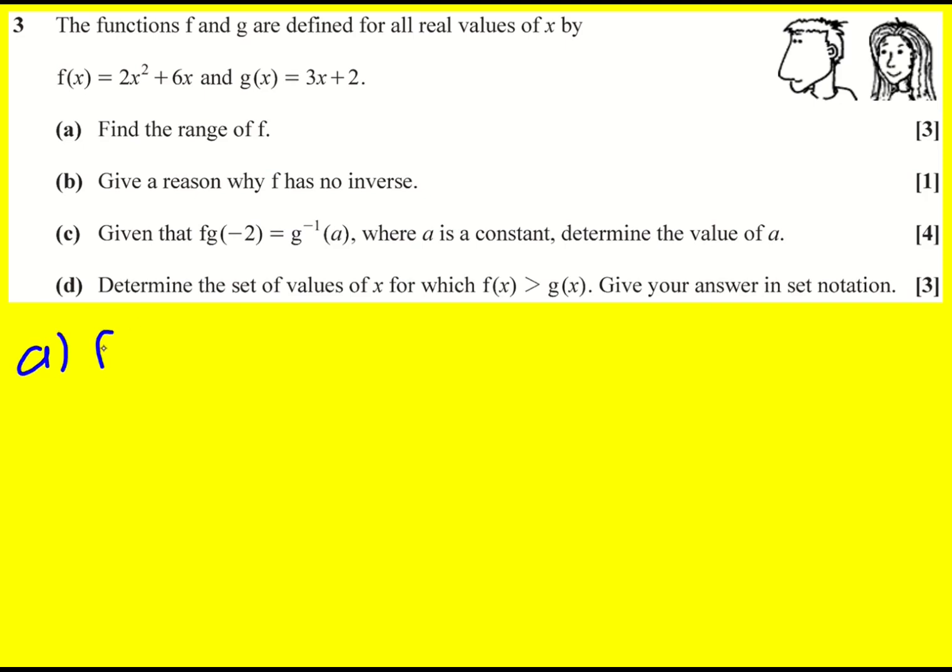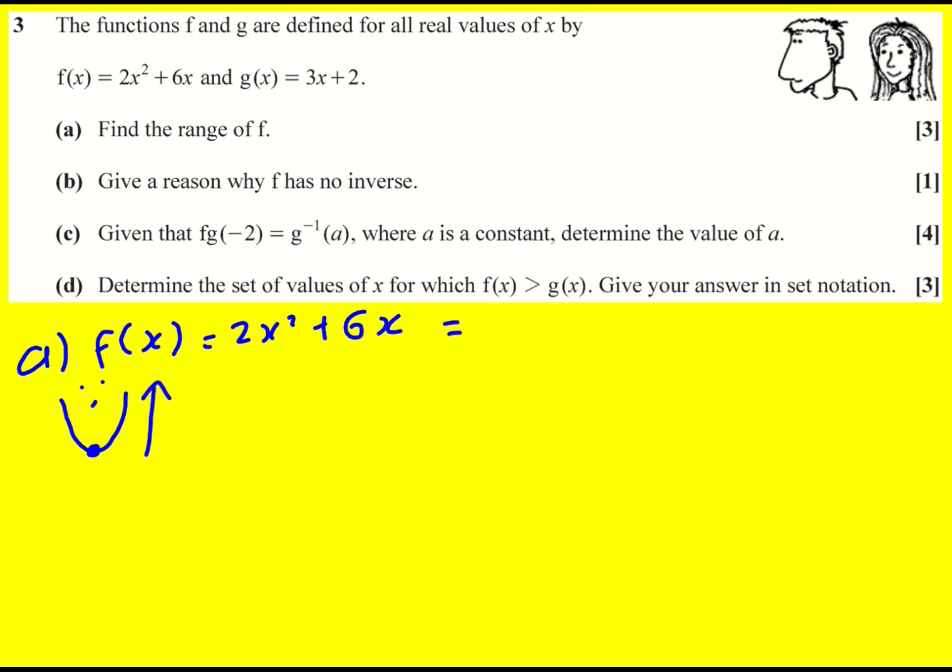Asked to find the range of f of x. Now, first of all, I'm just going to identify that it's a positive quadratic, a happy quadratic. It's going to look something like this. So the range is going to be all possible values above this minimum point, i.e. we want to find the minimum.